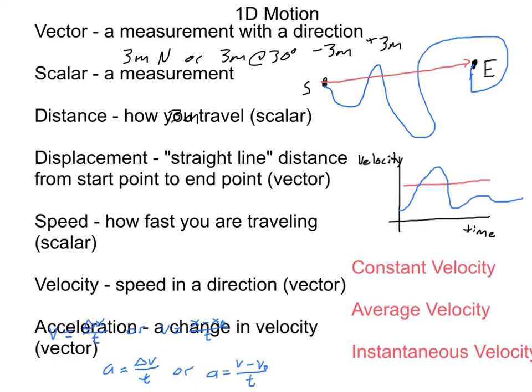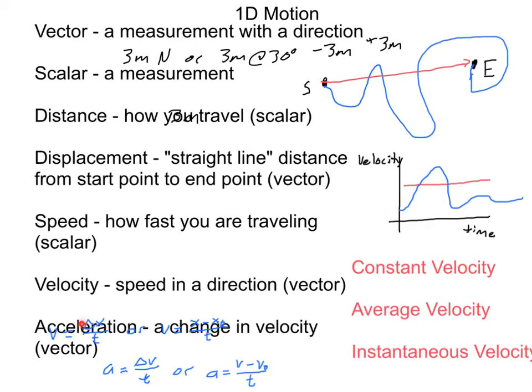Speed is how fast you are going. That's a scalar. Velocity is speed in a direction, a vector. And you have a couple of very basic equations for velocity. Velocity is displacement divided by time, or change in position divided by time. Displacement is a change in position from start to end.